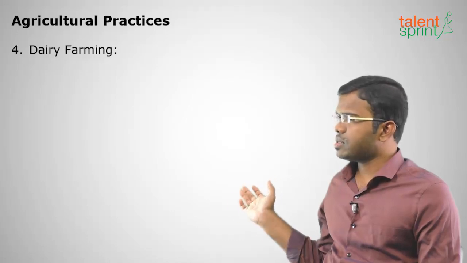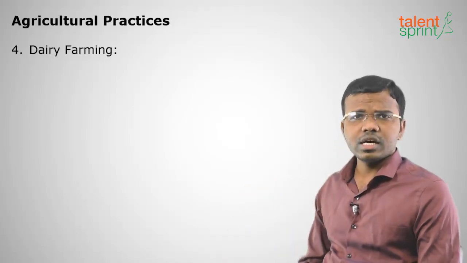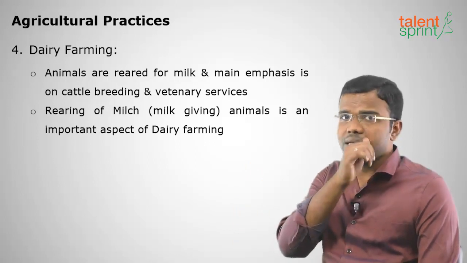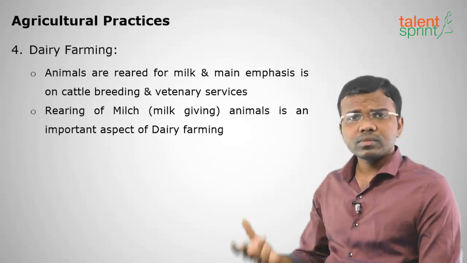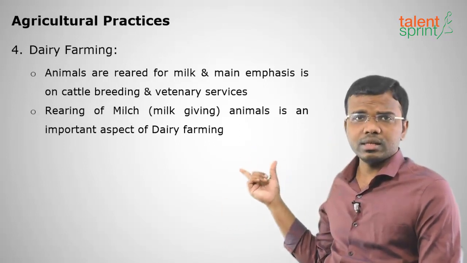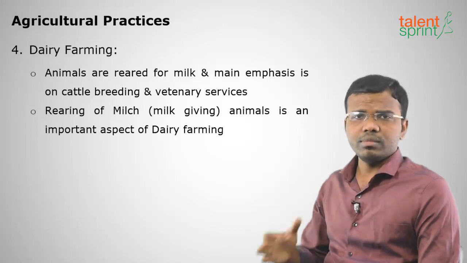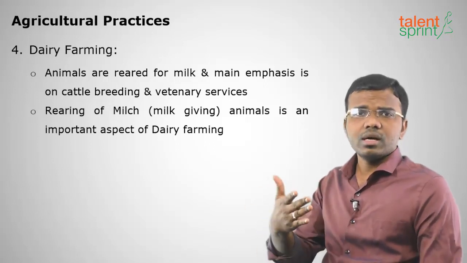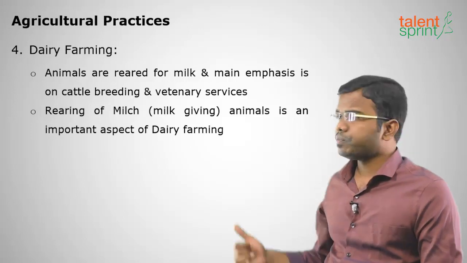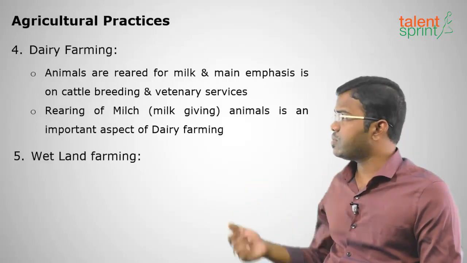And the next type of agricultural practice is dairy farming. As the name says, in dairy farming the animals are reared, particularly milch animals. Milch animals means milk giving animals. These milk giving animals are reared to get the desired product, milk, so that they will make further products from the milk obtained. And the next type of practice is wetland farming.